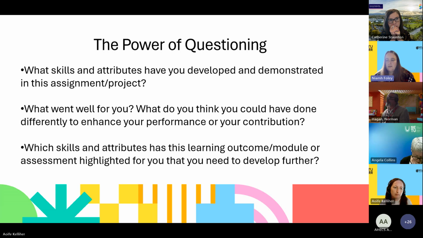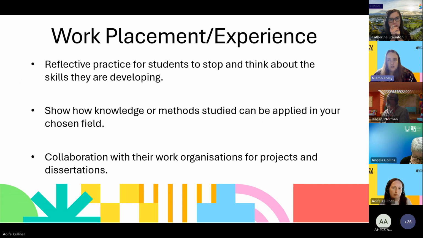So the next slide then, I suppose, is the majority of courses and programs have some element of work-based learning, work placement, work experience. So again, I suppose trying to link how knowledge can be applied in the chosen field.